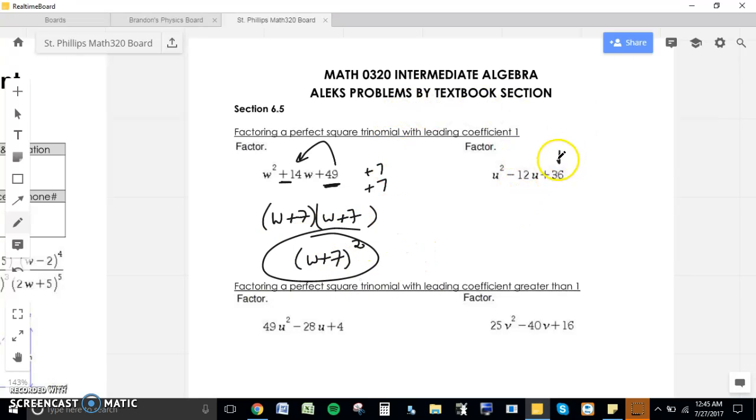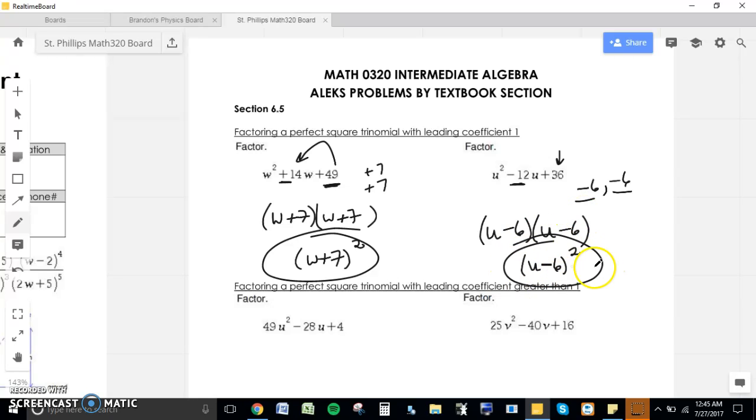Same deal here. We have a 36. We need to make a negative 12. What are the factors of 36 that give us a negative 12? Well, that would be negative 6 and negative 6. So what's our answer? U minus 6 times u minus 6, which is also known as u minus 6 squared. And just like that, we found a perfect square. So these are the most basic type.